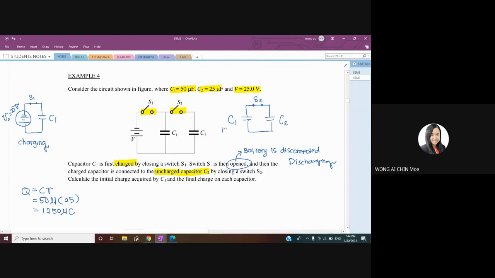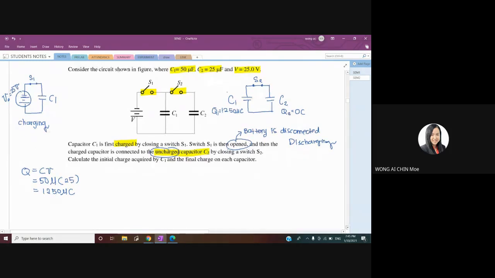After charging, we have 1,250 microcoulomb stored. But at that moment C2 is uncharged, meaning Q2 is equal to 0 coulomb. This is your Q1. After that, C1 and C2 are connected, and there is a potential difference across C1 and C2. We can calculate V1 equals Q1 over C1. At that moment Q is 1,250 micro and C1 is 50 micro, so V1 is 25 volt.